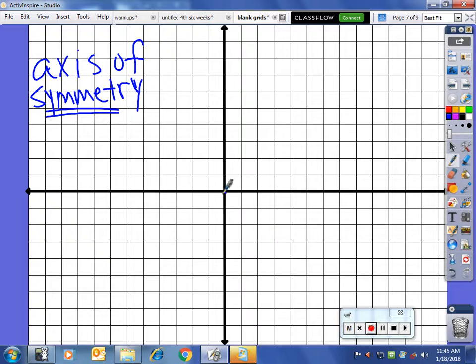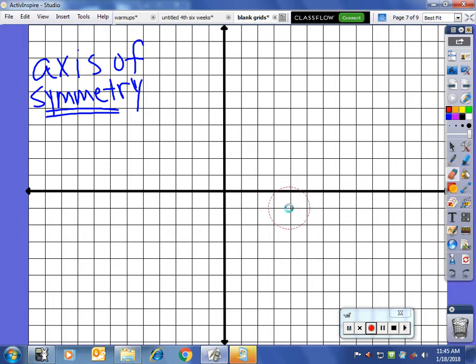What other thing is right in the middle of the graph? Well, the origin's in the middle of your blank grid, but let's say this was my graph. What else is in the middle of a parabola? The roots aren't necessarily in the middle. What's in the middle of every parabola? The vertex. The vertex is right in the middle. So the axis of symmetry is also right through the middle. It's right through the vertex.